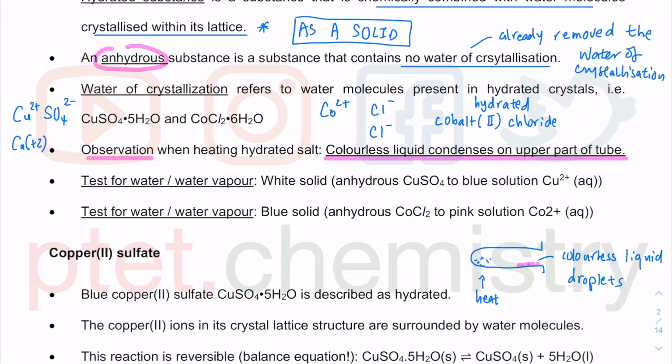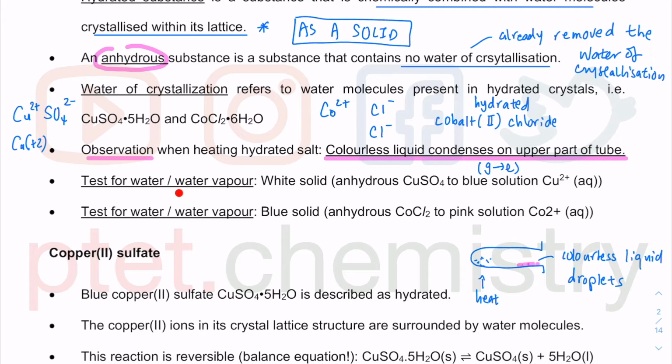This side is hot, this side is cold. As it vaporizes, the water of crystallization vaporizes under the intense blue heat of a Bunsen burner, and then the water vapor escapes as a gas. But then when it reaches the colder part of the tube, it's going to condense. Condensation is basically gas going back to liquid, and that will turn back into these colorless liquid droplets at the upper part of the tube. Very common practical question.